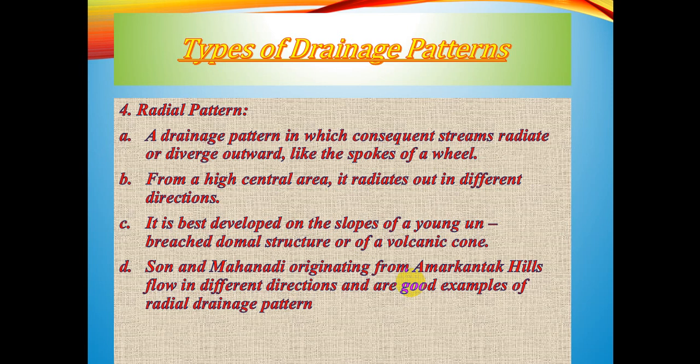So in an unbreached domal structure, a dome-like structure, when a stream originates and radiates out in different directions, this gives a pattern that is termed as radial pattern. One of the best examples is Narmada obviously, and the other rivers that originate from Amarkantak hills, giving the best example for this type of pattern, are Son and Mahanadi. So this is all about today's class. I discussed the important keywords of the chapter and the drainage patterns of this chapter.